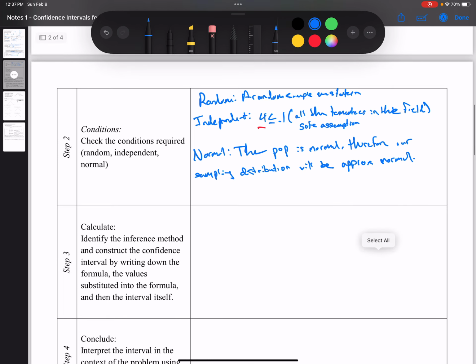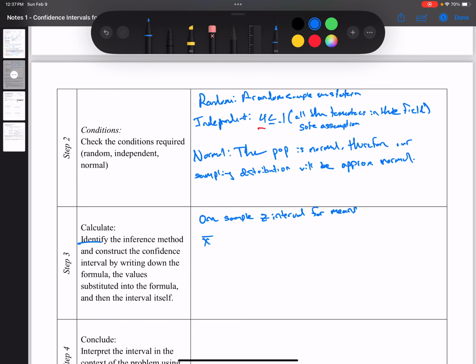Remember, we have to identify the inference method we're using. This is where you've got to memorize these things. This is a 1 sample z interval for means. I'll write down the formula one more time for you. We have x bar plus minus z star times the standard deviation of the population over the square root of n.